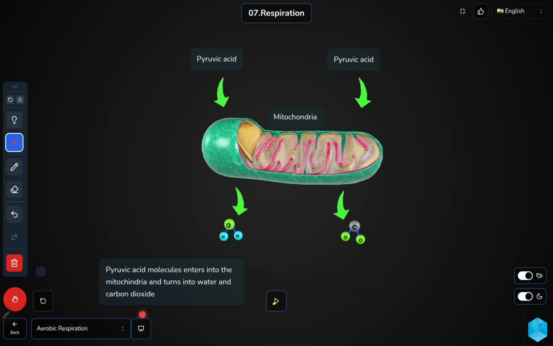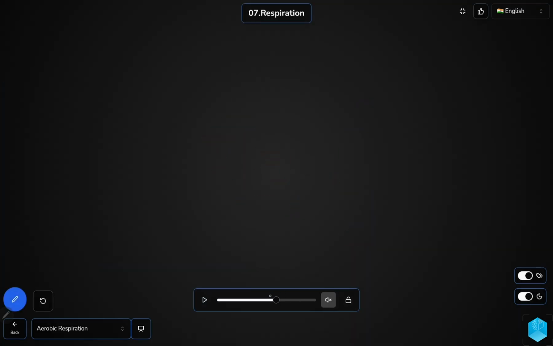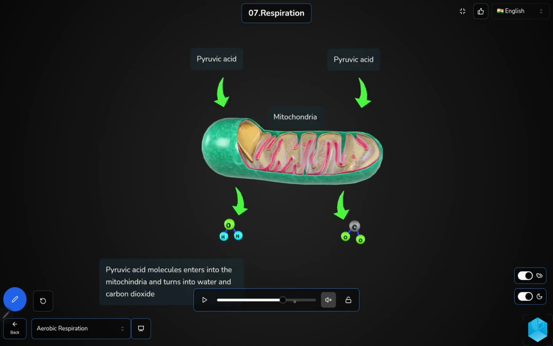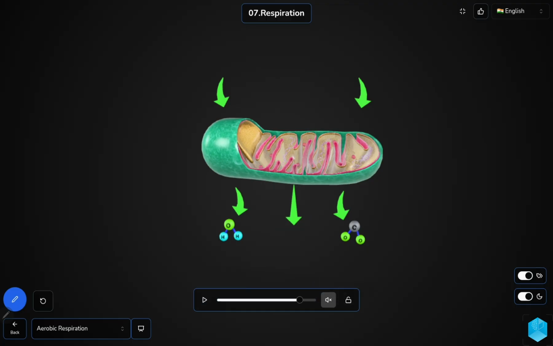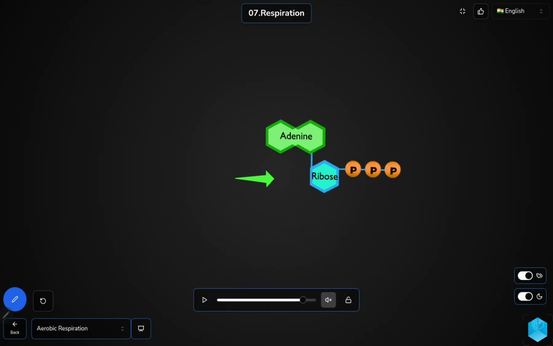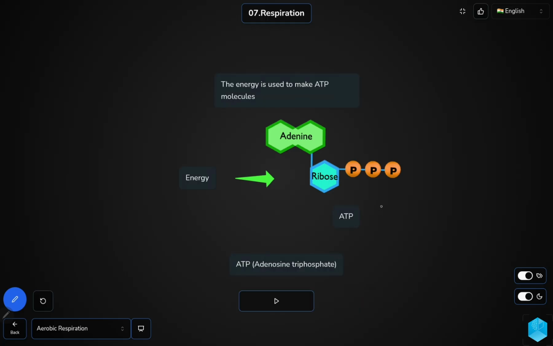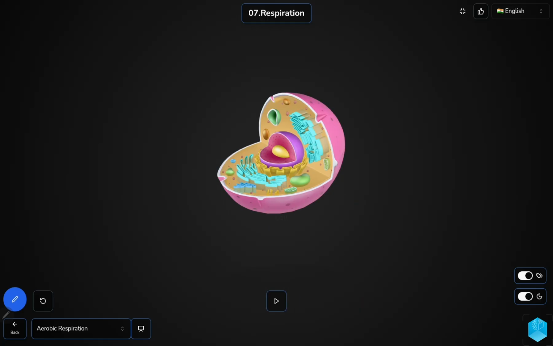When this conversion takes place, you will see production of energy. So you will see pyruvic acid entering into the mitochondria and turning into water and carbon dioxide. This process occurs in the mitochondria and energy is released. This energy is released in the form of ATP molecules. What is ATP? Adenine ribose phosphate. So this was about aerobic respiration.